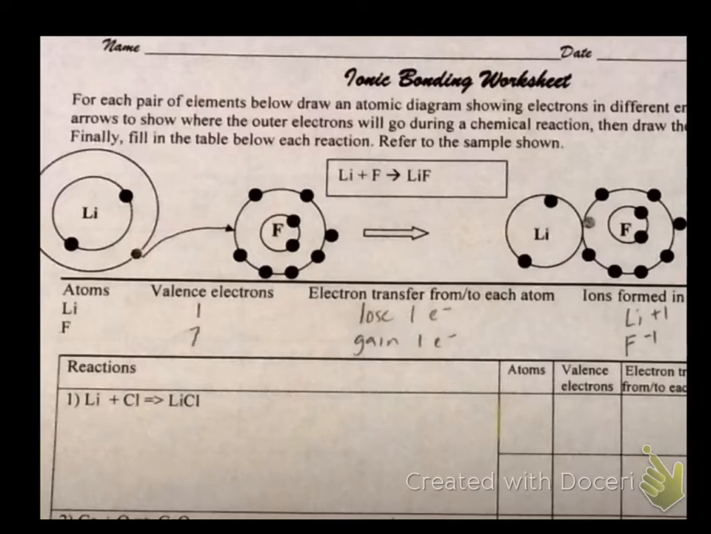Lithium has one valence electron. Fluorine needs one valence electron. So therefore lithium's one electron is donated to the fluorine atom. As a result, lithium loses one electron and fluorine gains one electron. And it's the perfect match.